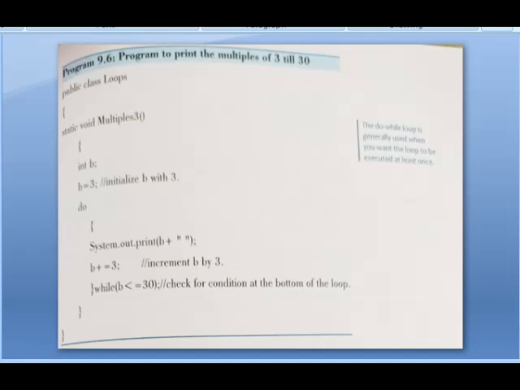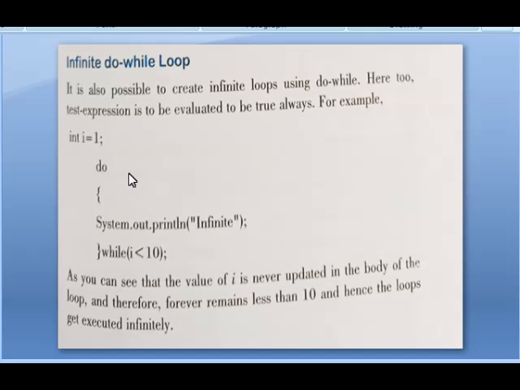Then the infinite do loop. Infinite do loop means, see, the initial value of i is 1, do, it will print infinite. Then again 1 is less than or equal to 10, the condition is true, and again it will do the same process again and again, because here there is no increment or decrement value. So it is called an infinite do loop.